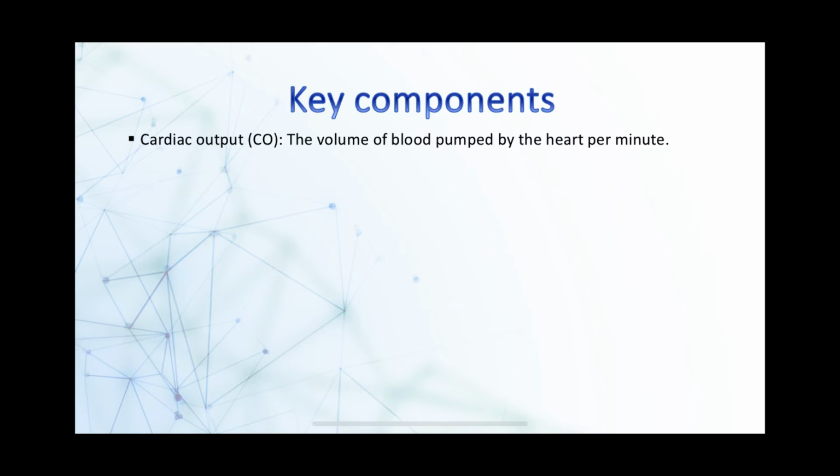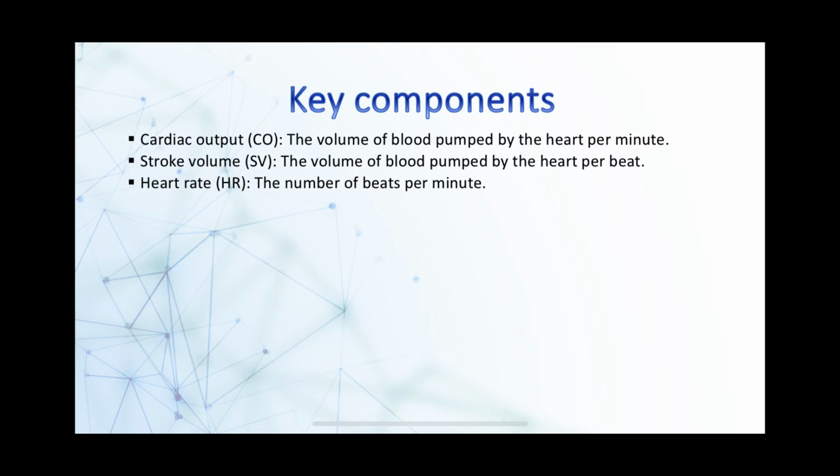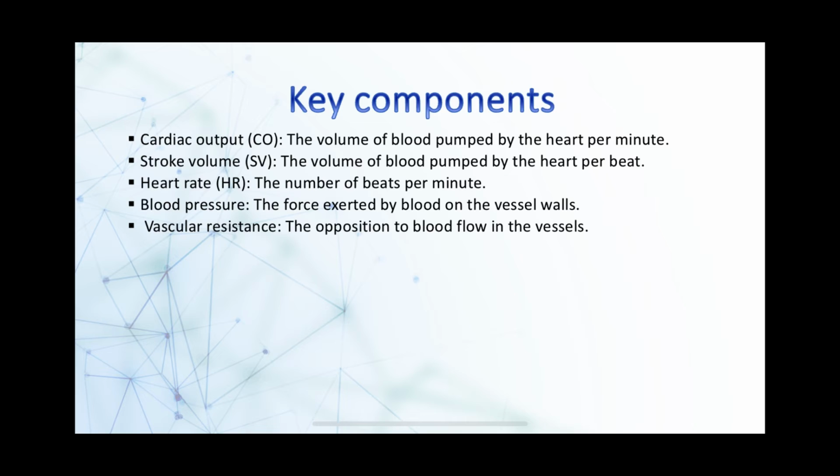Some key components. Cardiac output, CO. The volume of blood pumped by the heart per minute. Stroke volume, SV. The volume of blood pumped by the heart per beat. Heart rate, HR. The number of beats per minute. Blood pressure. The force exerted by blood on the vessel walls. Vascular resistance. The opposition to blood flow in the vessels.